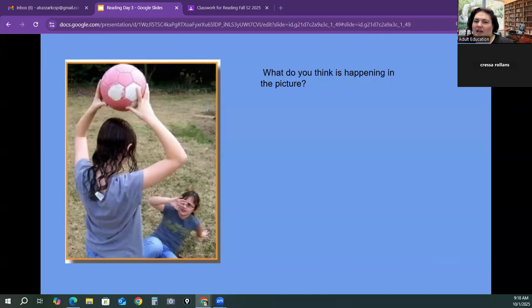So the first thing I think is maybe somebody's being bullied. What details in the picture make me think that? Well, it looks like the girl's got a ball over her head, and it looks like she's about to throw it at the girl on the ground. And so it looks like she might be bullying, fixing to hit the girl.